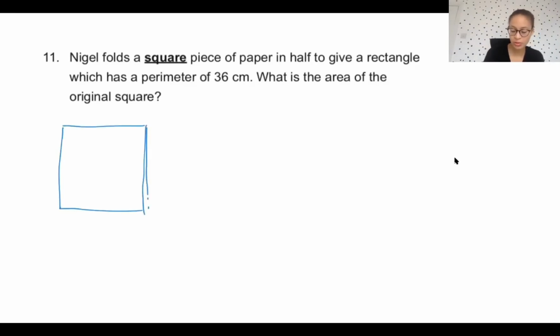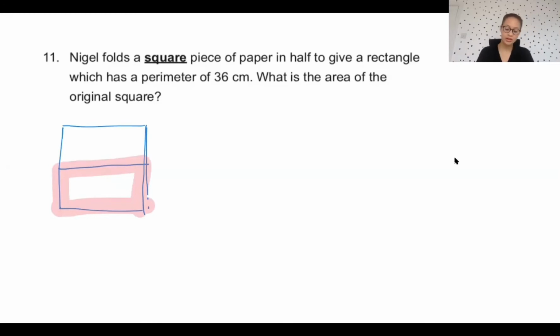So fold a square piece of paper in half, and there's nothing wrong with doing a little doodle on your piece of paper in the exam if it helps you to figure out where you're going with this. So sometimes it's just better to visualize it on a piece of paper. So fold in half to give a rectangle which has a perimeter of 36 centimeters. So this rectangle, let's say, has a perimeter of 36. Now I need to find out what the sides are.